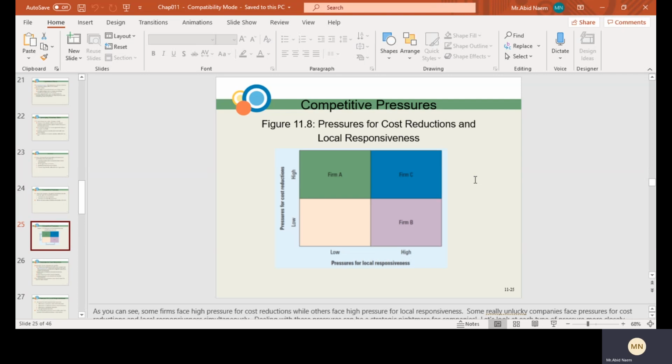Then firm A has high competitive pressure but low local responsiveness pressure, so that is a good situation. Firm C is under a lot of local responsiveness pressure and at the same time there is low cost reduction pressure. And firm D at the same time is facing tough competition, because it has very high pressure for local responsiveness and very high cost reduction pressure from competition as well.